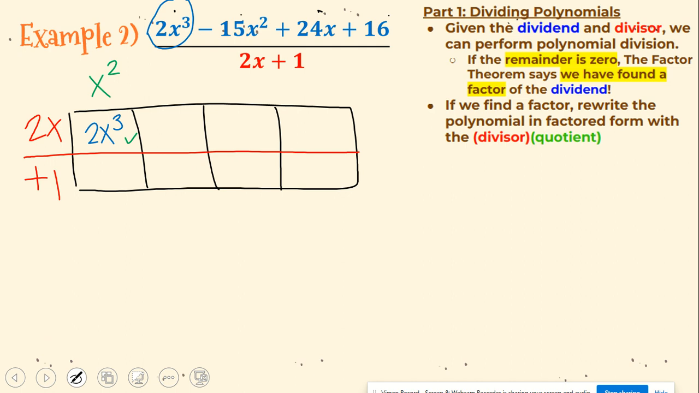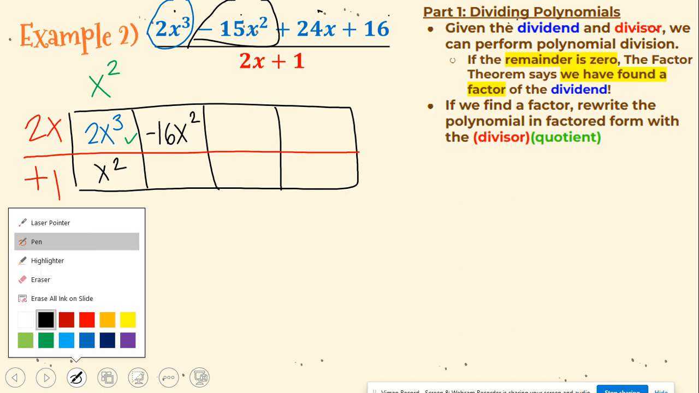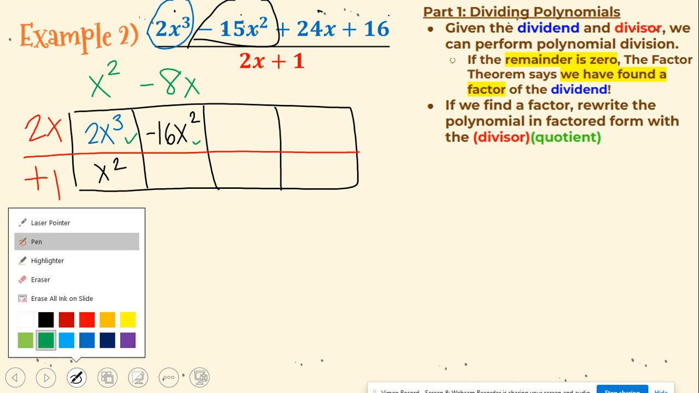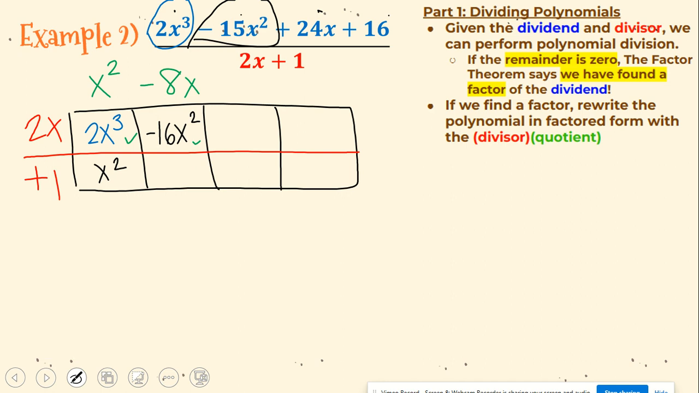Continue multiplying and I will get x squared. I look and I have 1x squared and I need to have -15x squared. So I've got to take away 16x squared. Now I've got something in the box. I need to write something on the outside of the box. 2x times -8x gives me -16x squared. Now it's outside. Multiply -8x times 1 gives me -8x.